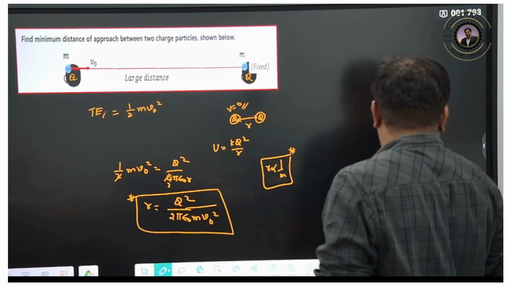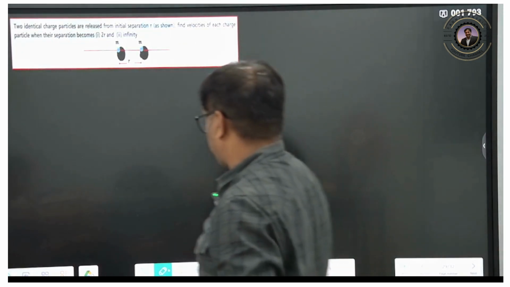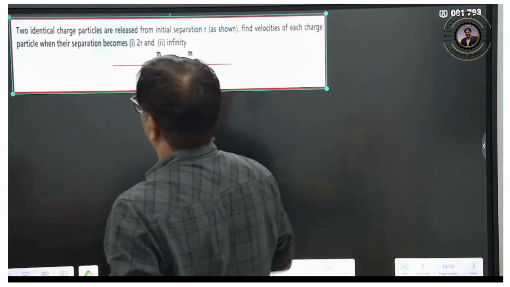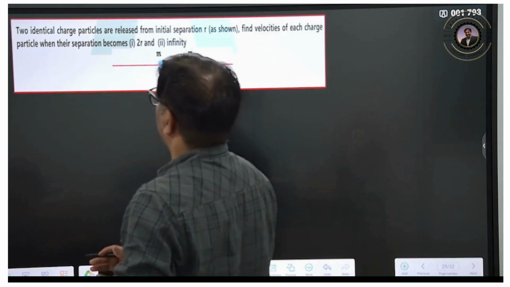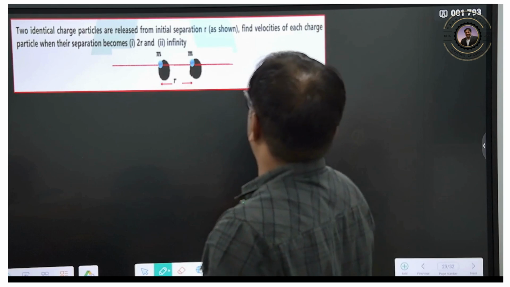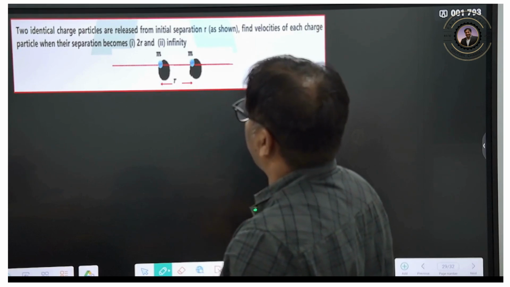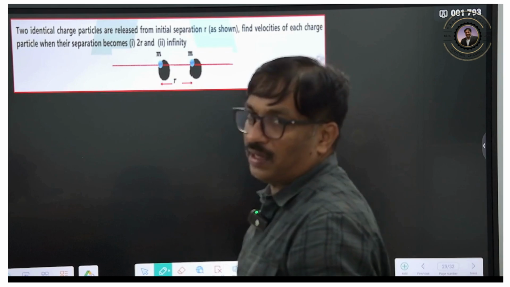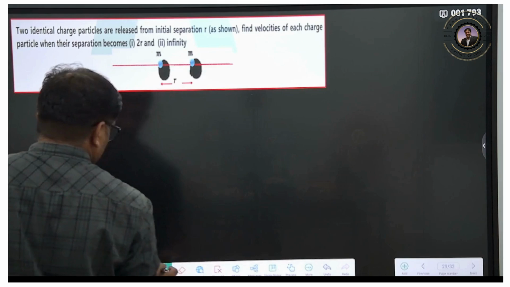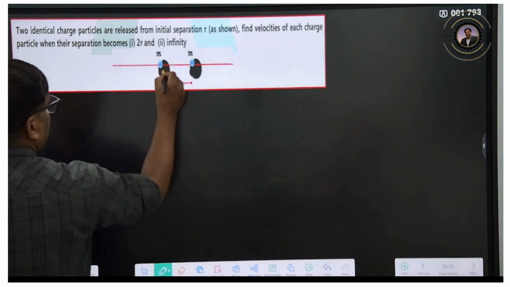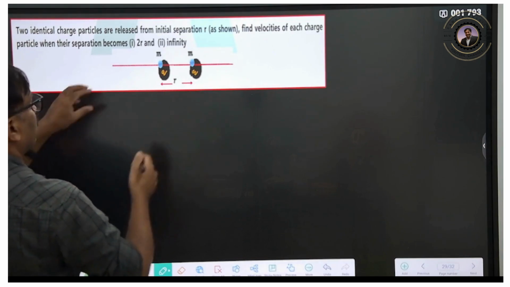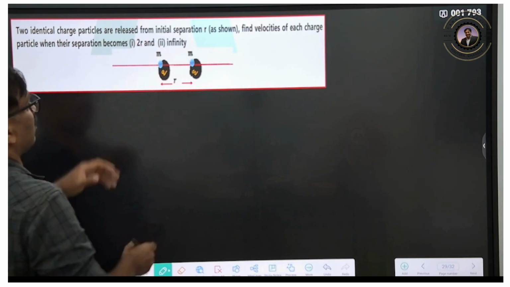Right. Now we will go for the next question. Suppose two identical charged particles are released from the initial separation. Find the velocity of the charge when the separation becomes 2r and infinity. Just now we discussed, it is exactly the same way. Here the charges are two identical charges, initially this much separation is there, and when the distance becomes 2r, just now we discussed, like that only you can try.